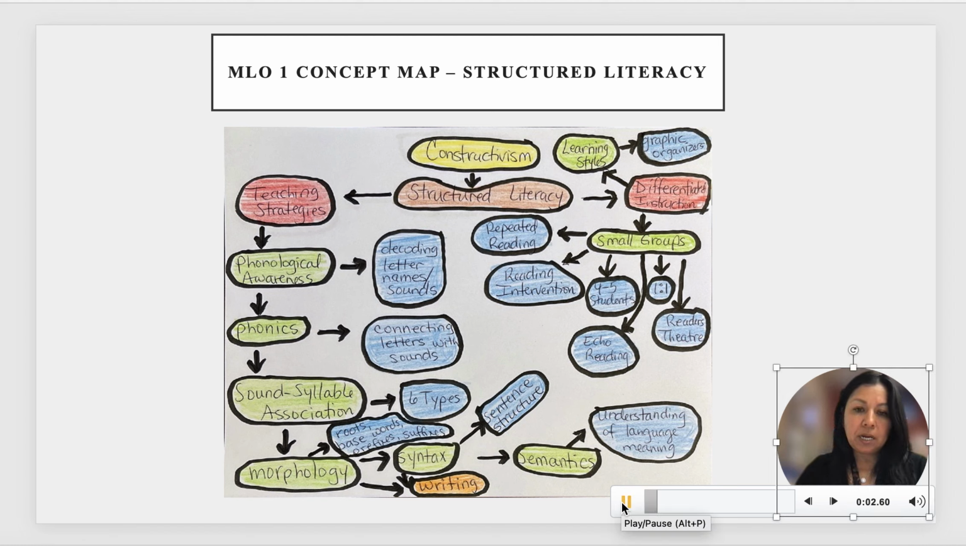I have included a copy of the MLO 1 concept map, the structured literacy approach that I would like to take with this unit. You can see that I have labeled constructivism in yellow. A constructivist approach can lead to the superordinate construct of structured literacy, followed by the subordinate construct of teaching strategies and differentiated instruction labeled in red. The rest of the subsets are labeled in green, blue, and orange to support this unit.